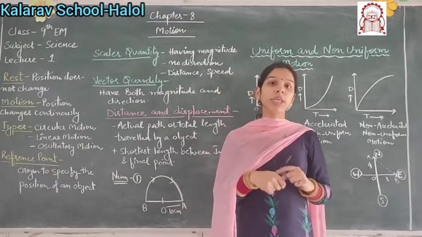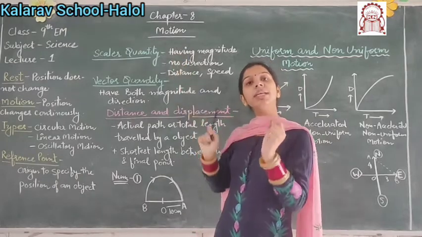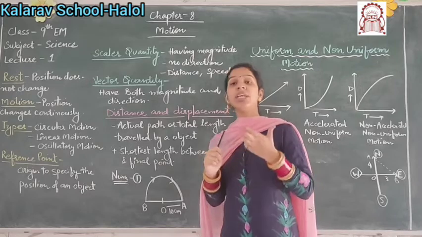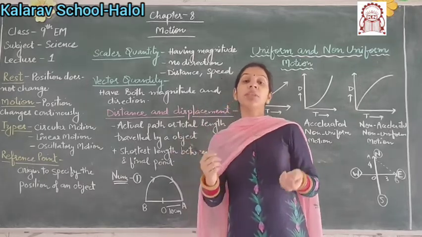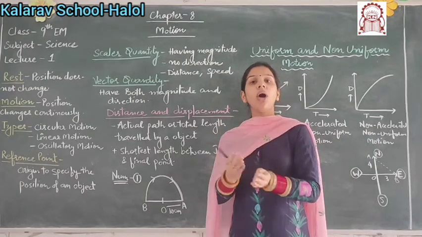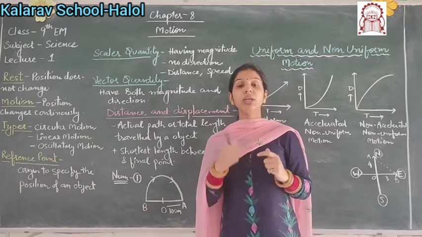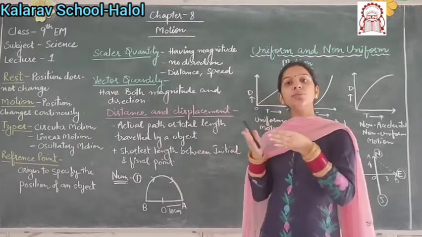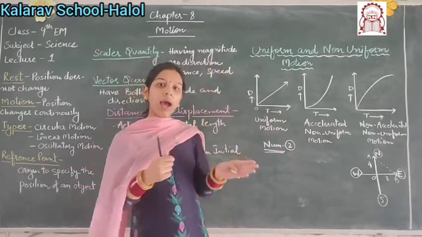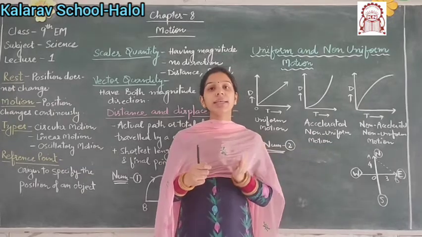An object is said to be in motion when its position changes continuously with respect to surrounding, with respect to time, or we can say with respect to a reference point. For example, a car is moving on the road. So, we can say that the car is a moving object, or the car is in motion.